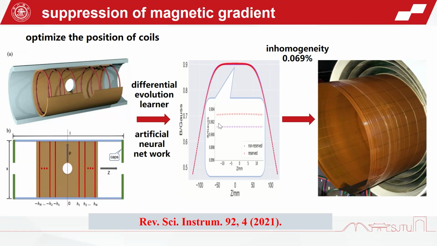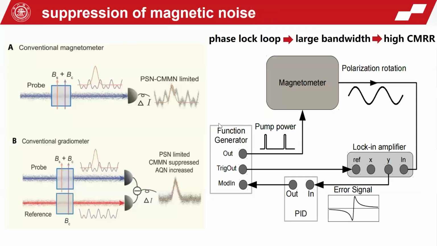So what we do is we optimize the position of the coils. It's like using machine learning. It's a hybrid algorithm of differential evolution and an artificial neural network. Our results show the inhomogeneity reached 0.069%. So this inhomogeneity is good enough for our experiment.